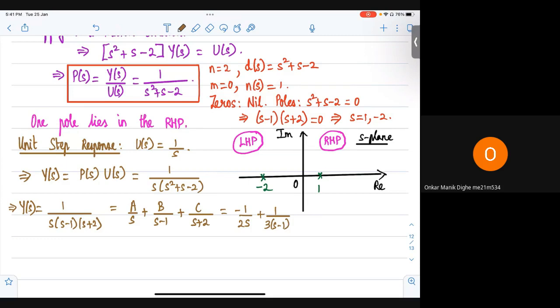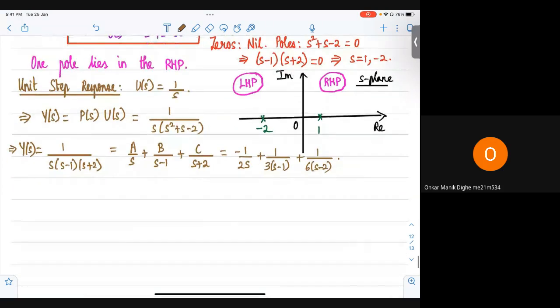And to find the residue c, we multiply both sides by s plus 2 and then substitute s equals -2. If we do that, we will get +1 by 6 as the value of the residue c. So you can easily do these calculations. I leave this to you as an exercise.